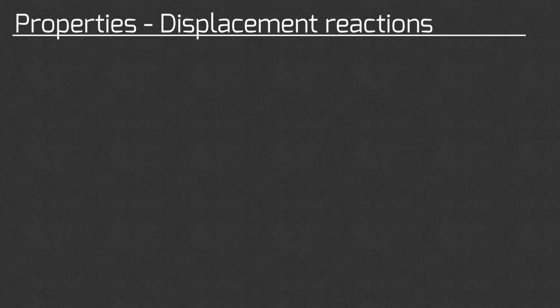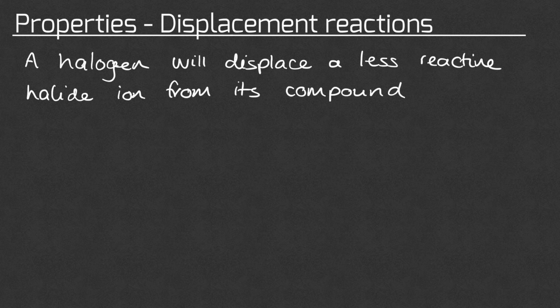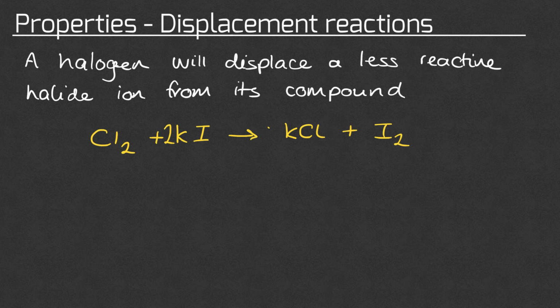So we can now use our knowledge of the oxidising strength, essentially how reactive the halogens are, to look at what happens in displacement reactions. So a halogen will displace a less reactive halide ion from its compound. For example, chlorine is more reactive than iodine because it's higher up the group. This means that chlorine can displace iodine from its compound. So chlorine plus potassium iodide would form potassium chloride and iodine. So the chlorine has displaced the iodine.